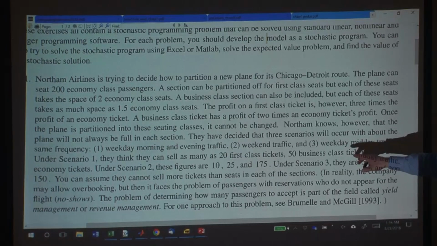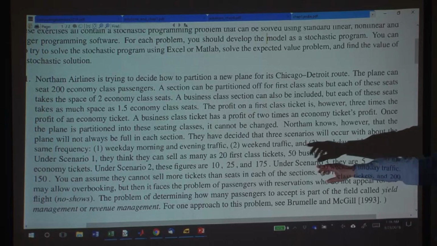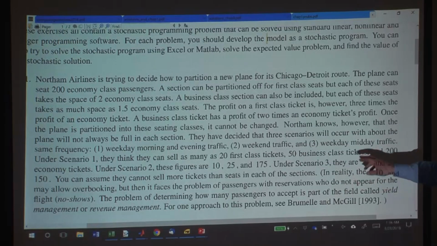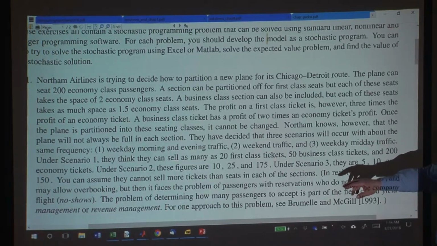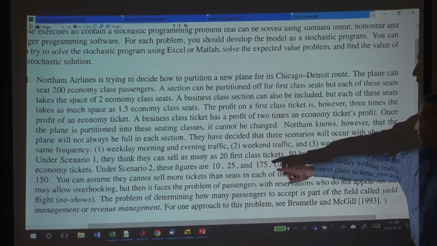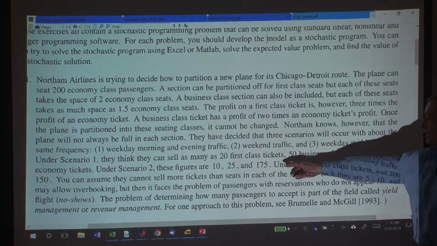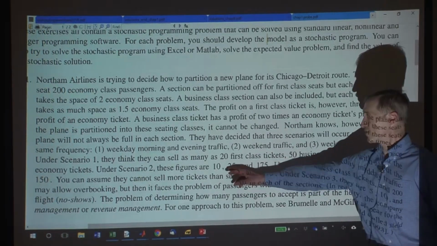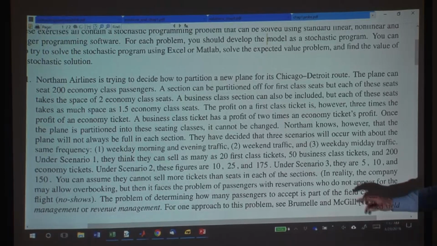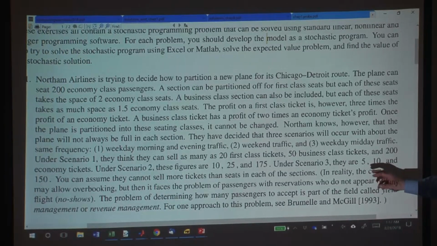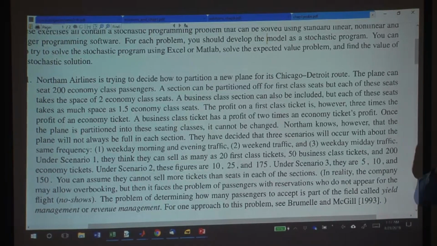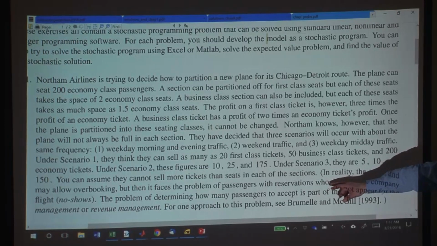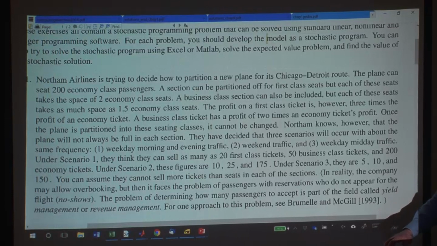So they have 3 scenarios of demand. The demand is either weekday morning, evening, weekend, or weekday in the middle of the day. Under the first scenario, they could sell 20 first class, 50 business, and 200 economy. Under the second scenario, it's 10, 25, and 175. And under the third scenario, it's 5, 10, and 150. And they cannot sell any more tickets than seats in any of these sections.